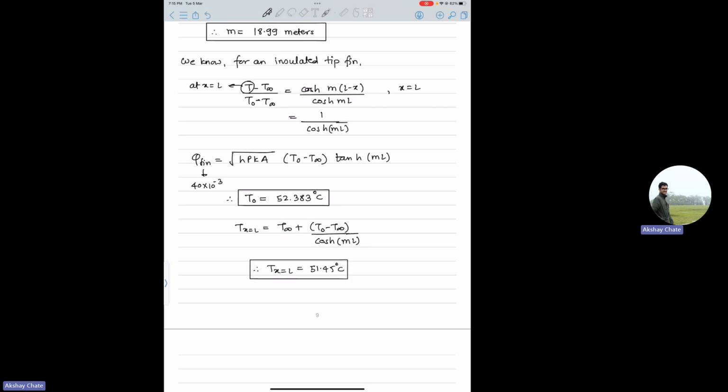So if you notice, the base temperature is 52.4. Your tip temperature is 51.4. So almost your whole fin is almost at isothermal condition.